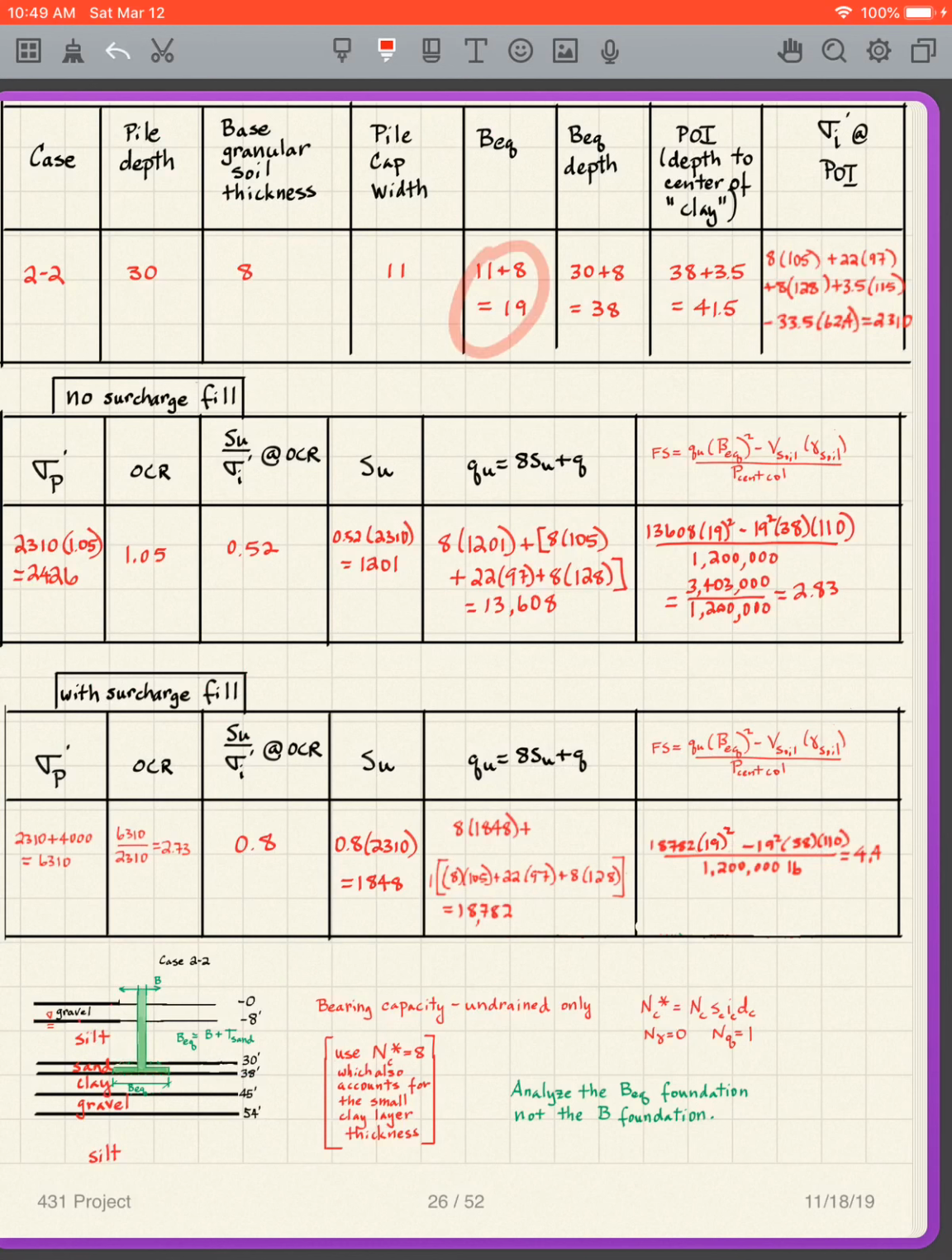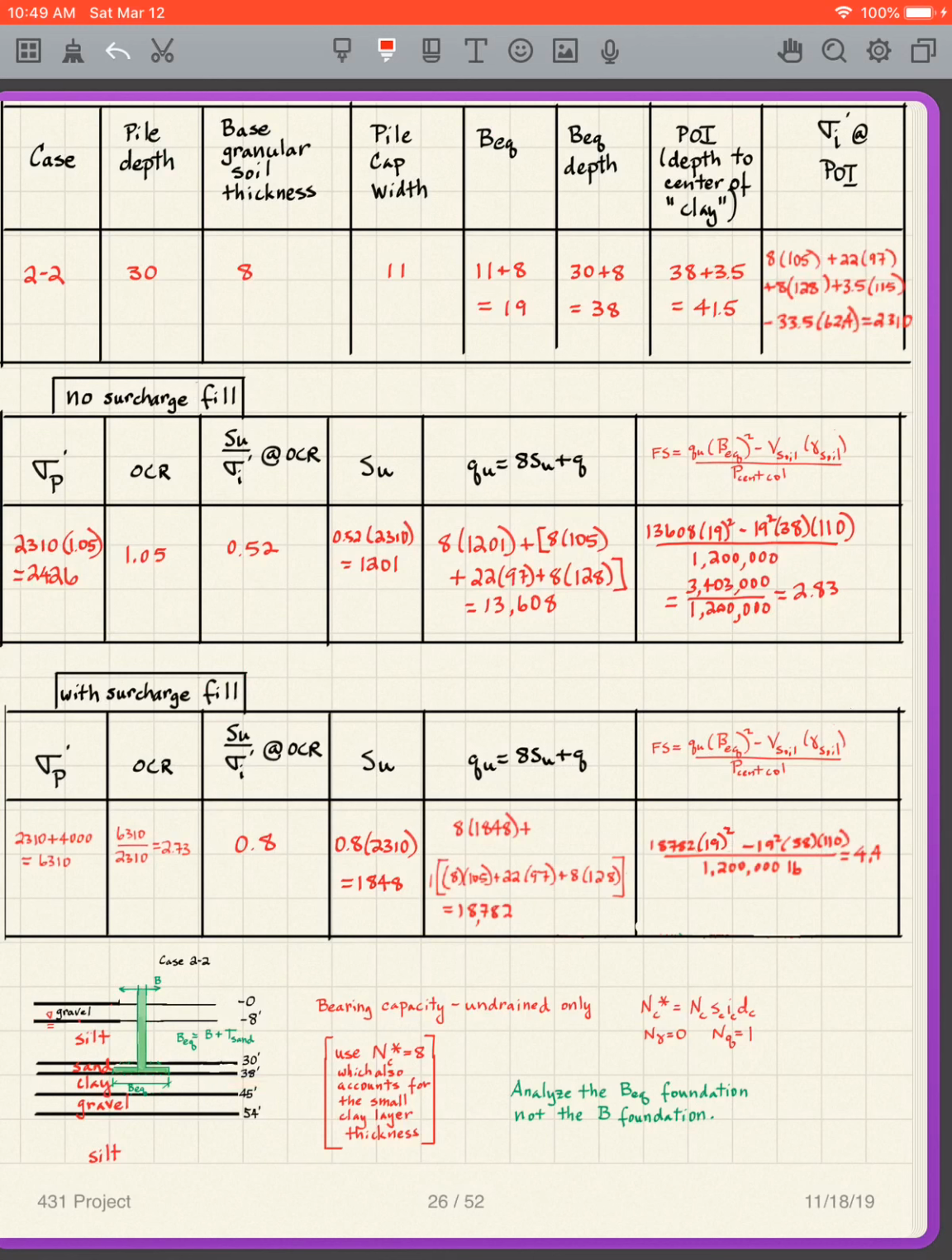So that's 19. The B equivalent depth is what? 38, because we have gone 8 feet down from where we've gone through the sand to the top of the clay. That gives us a 38-foot B equivalent depth. So the point of interest we're going to take as the center of the clay. So the clay layer is between 38 feet and 45 feet rather, and so the center of that between 38 and 45 is 41.5.